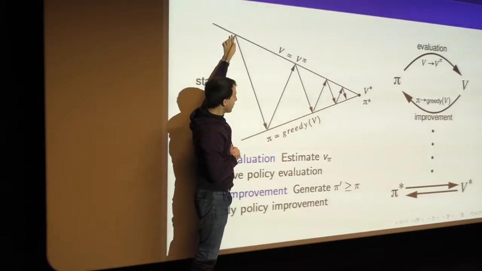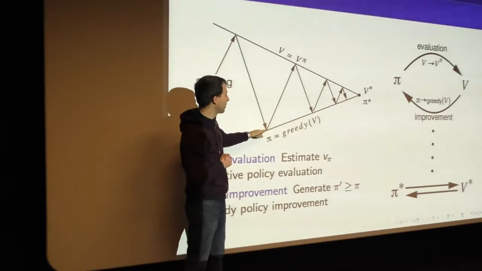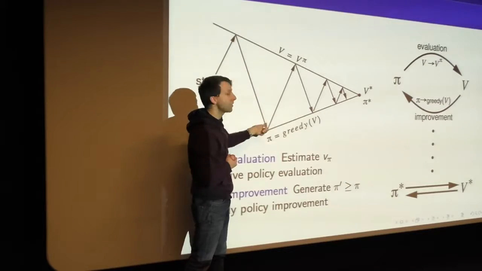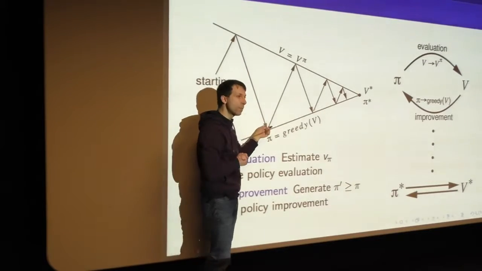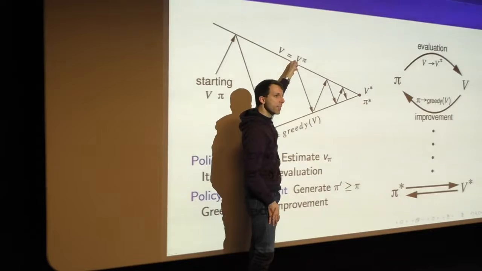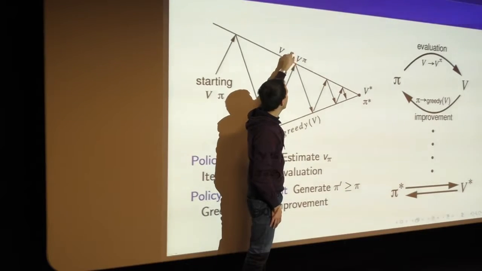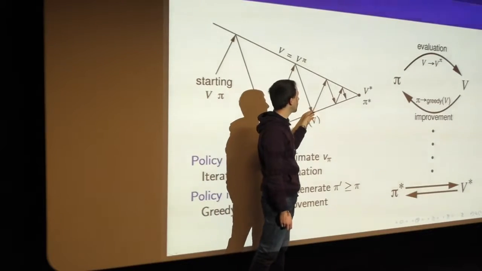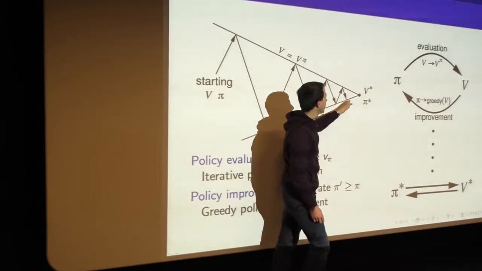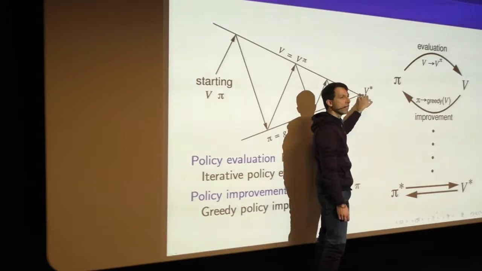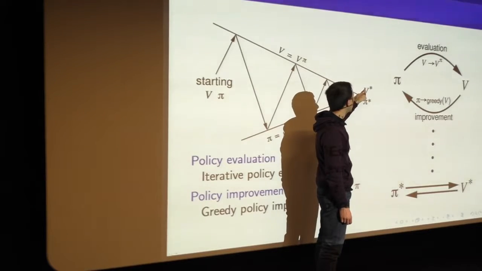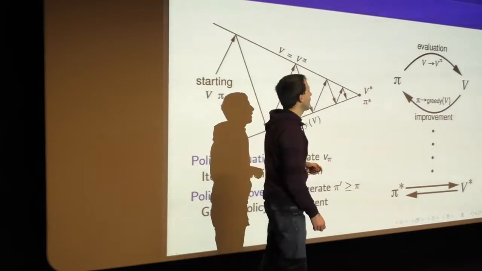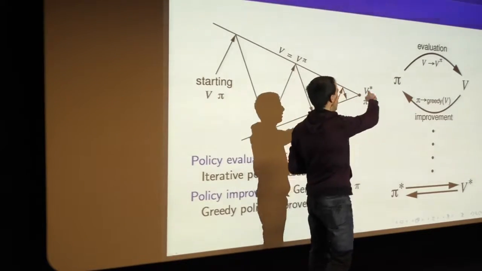Once we've got that value function, we act greedily with respect to it to give us a new policy. Once we've got that new policy, we evaluate the new policy. That gives us a value function. Once we have that new value function, we act greedily with respect to it. Once we have that new policy, we evaluate it, and so on. And what we'll see is that this is guaranteed to converge to both the optimal value function, and therefore the optimal policy. So we have this cycle of evaluation and improvement.